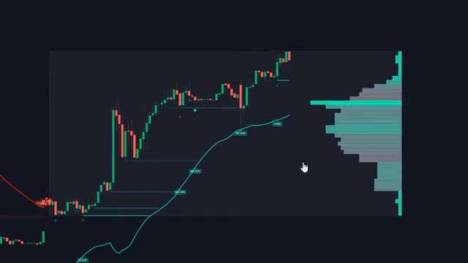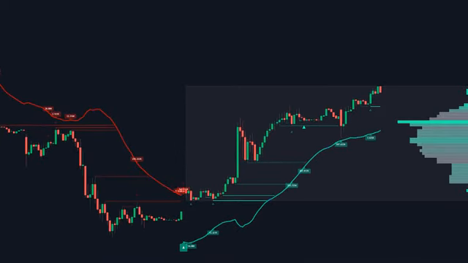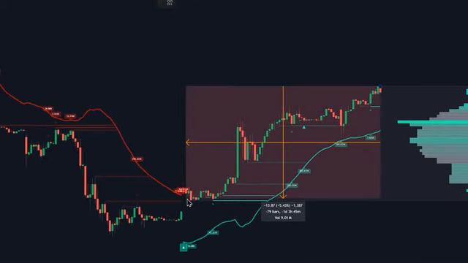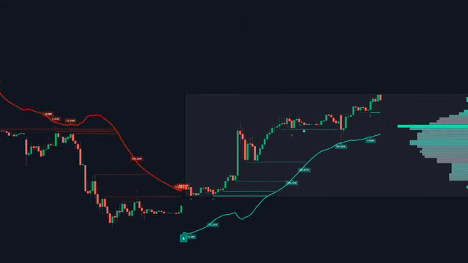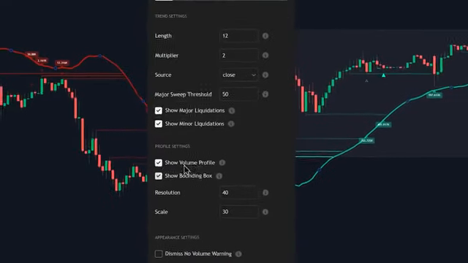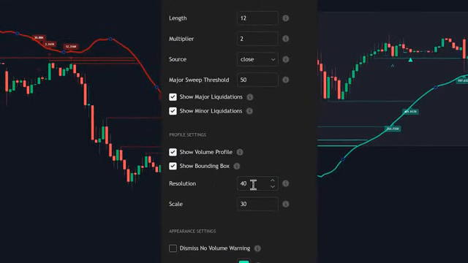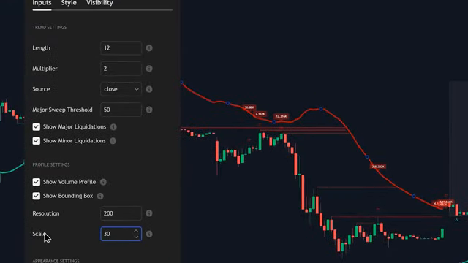You'll also notice a bounding box that specifies which portion of the chart the volume profile is analyzing. By default, it might only include the most recent candles, since recent data often provides the most relevant insights. If you want to include more historical bars, you simply double-click on the indicator, and then in the settings, you can adjust the bounding box resolution, for instance, changing it from 40 to 200. Additionally, the scale option lets you control how wide the volume profile bars appear, making them easier to see if needed.